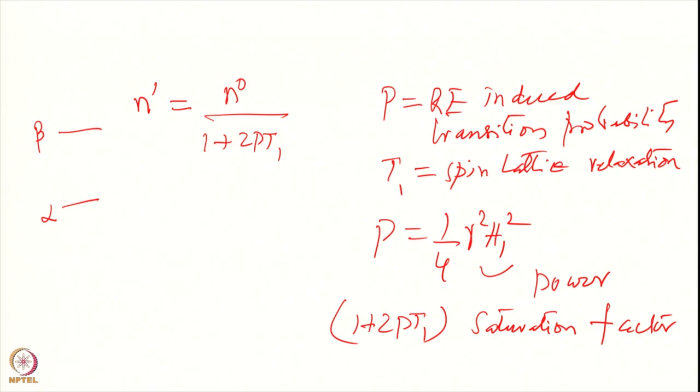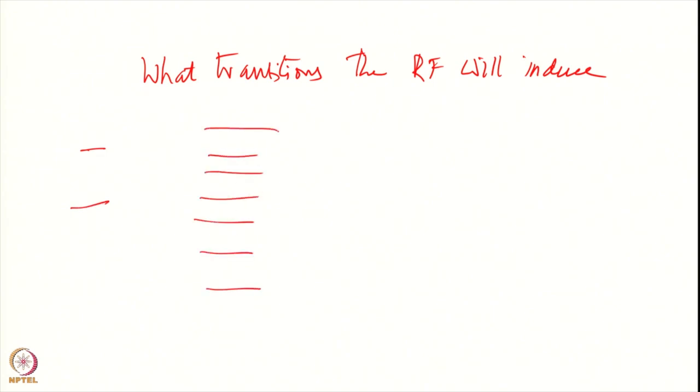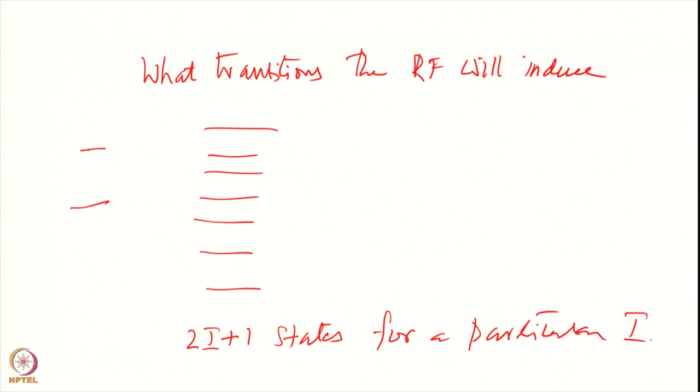So now, going forward, we ask what kind of transitions the RF will induce. Suppose we have a spin system which has many energy levels. So far we are considering only two energy levels, so there is no issue. But suppose I have a system with many levels, and this will depend upon the value of I, because we said there are 2I plus 1 states for a particular I, that is, for one type of spin which has the I value.